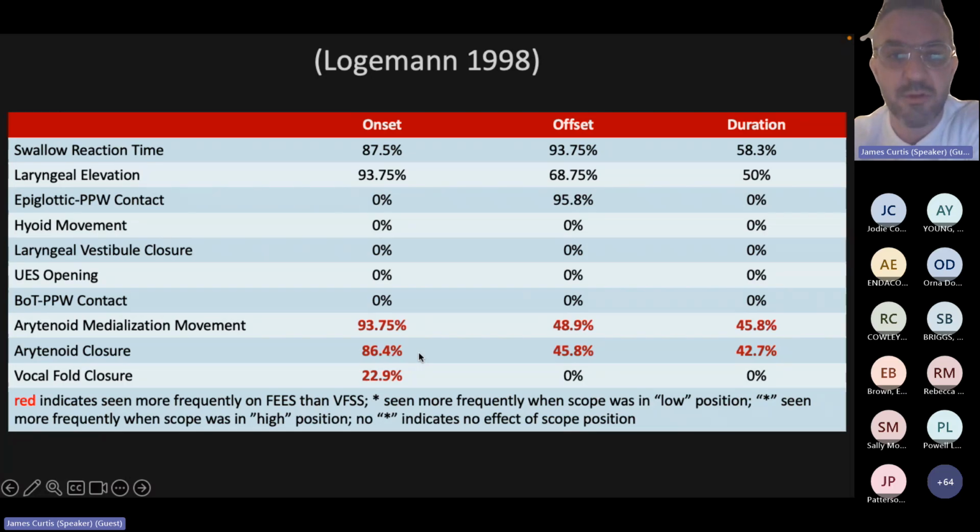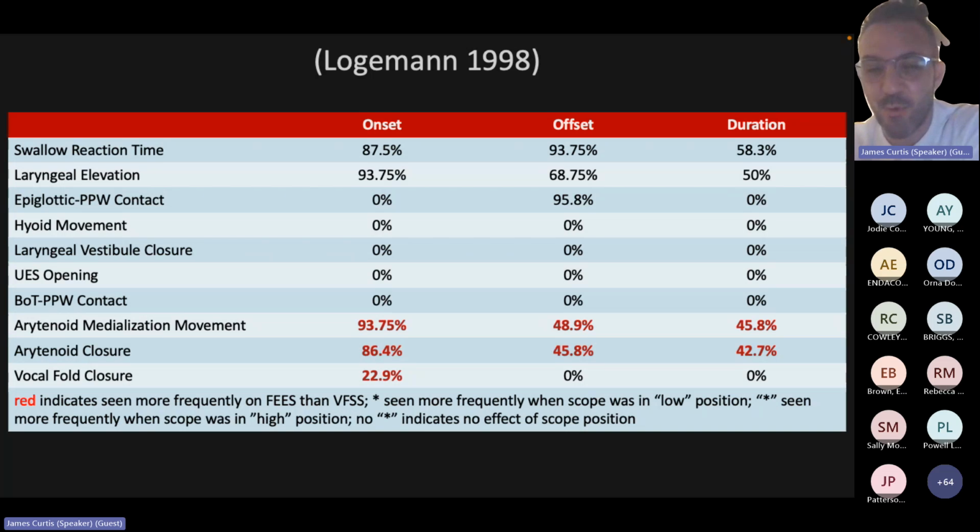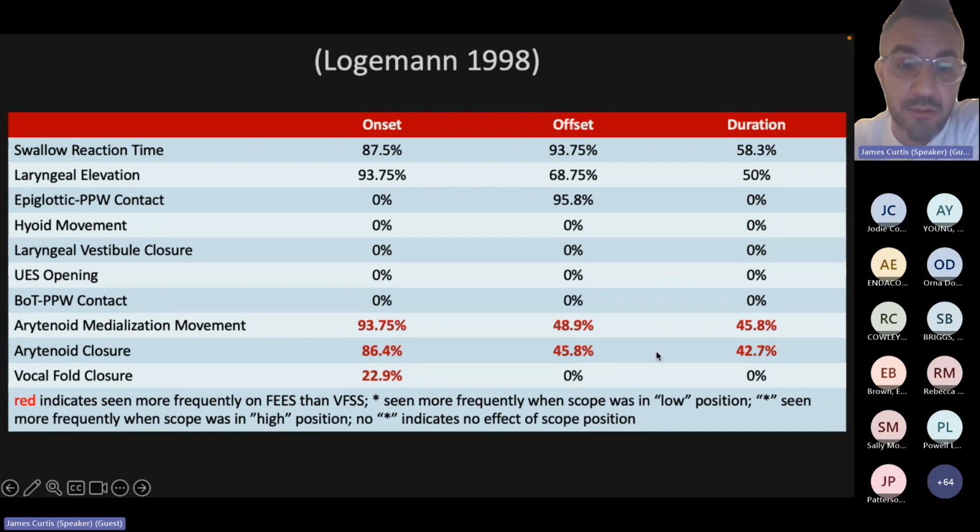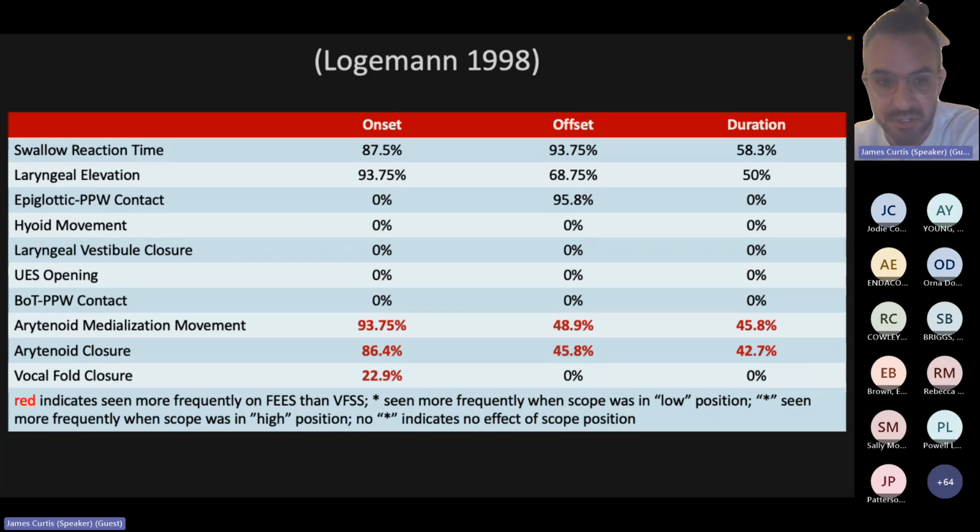What we're looking at in this table is that a lot of these numbers are black, indicating that the event was seen more frequently on fluoro than on FEES. This is not a good thing for FEES if we're trying to look at swallowing kinematics. And a lot of those black ones are 0%, so they were never seen on FEES. We do have some red numbers indicating that these events were seen more frequently on FEES than on fluoro, but you can see that over half of these numbers are less than 50%. So for the majority of these kinematic events that are seen more frequently on FEES than fluoro, they're still being seen less than 50% of the time by a group of clinicians and researchers.